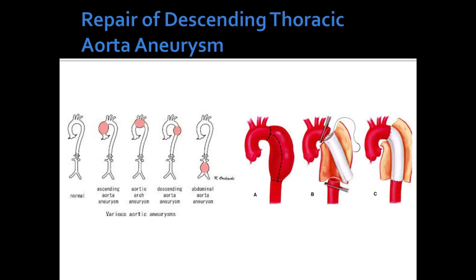Endovascular repair is now frequently used to treat the descending thoracic aortic aneurysm. The basic method is the same as with an open aneurysm repair, to clamp the aorta and insert the graft.